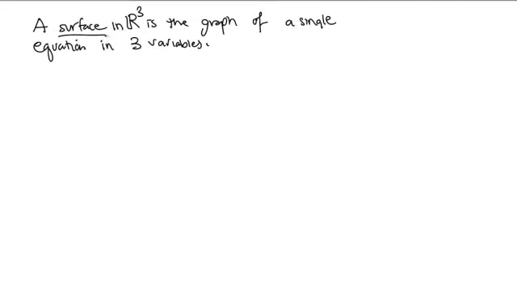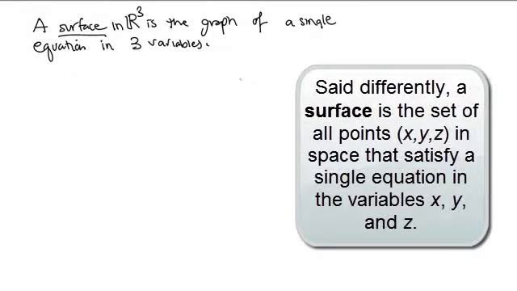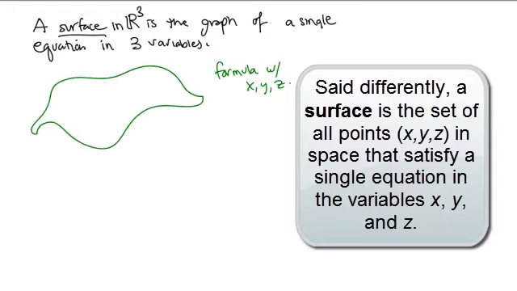Let's take the ideas in the previous example and put them on solid ground. We define a surface in R3 to be the graph of a single equation in 3 variables. So you'll have some formula that has x's and y's and z's, and that formula will generate some kind of surface in 3-dimensional space.